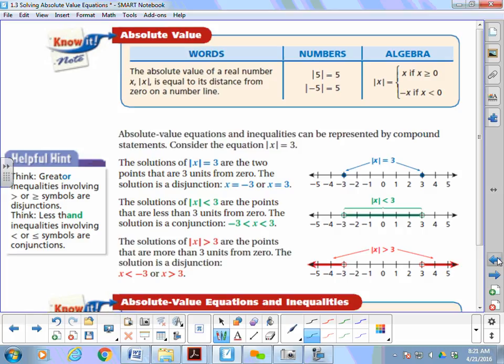Think greater than, or inequalities involving greater than or greater than or equal to symbols are what we call disjunctions. That means they go away from each other. Okay? Think less than, inequalities involving less than or equal to symbols are conjunctions, which means they come together. So we have "or" in "greater than," apart, disjunction, and "and" in "less than" means come together.